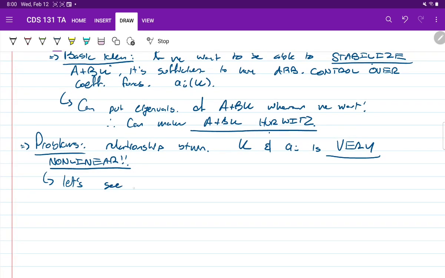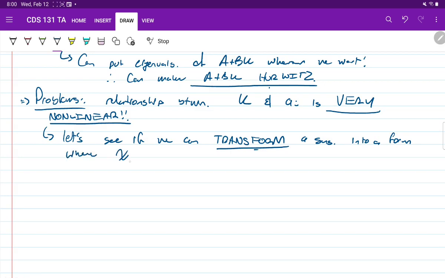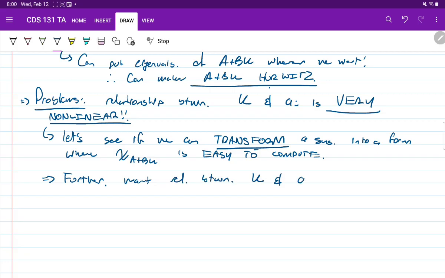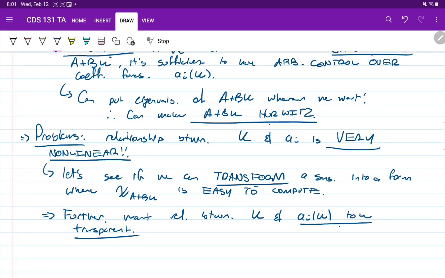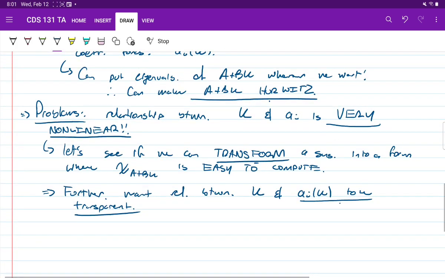Well, let's see if we can transform a system into a form where the characteristic polynomial chi A plus BK is easy to compute. Now further, we want the relationship between K and a_i of K to be transparent. Okay? So instead of having these really messy relationships between this gain matrix K and all the coefficients of my characteristic polynomial, I want a really nice and simple, easy relationship, okay? I want it to be easy to figure out.